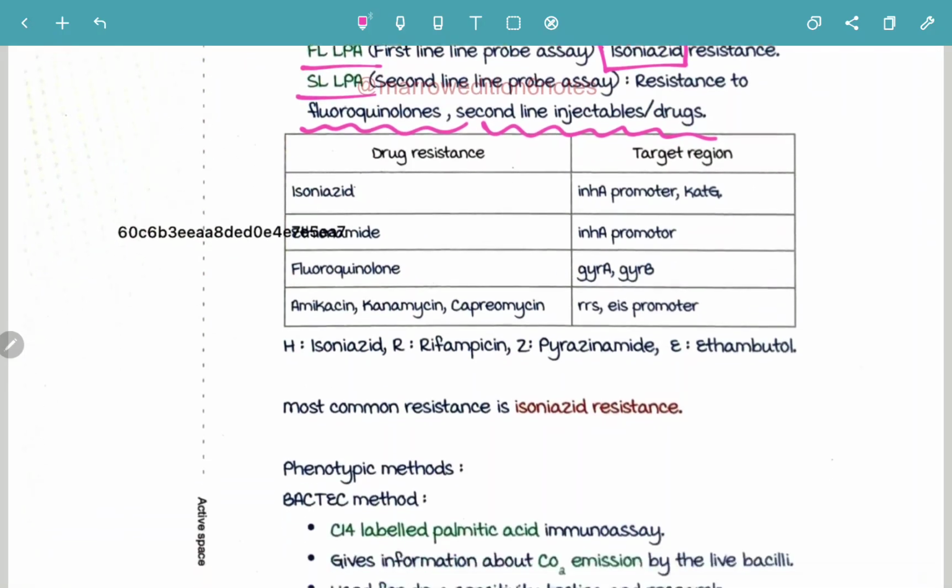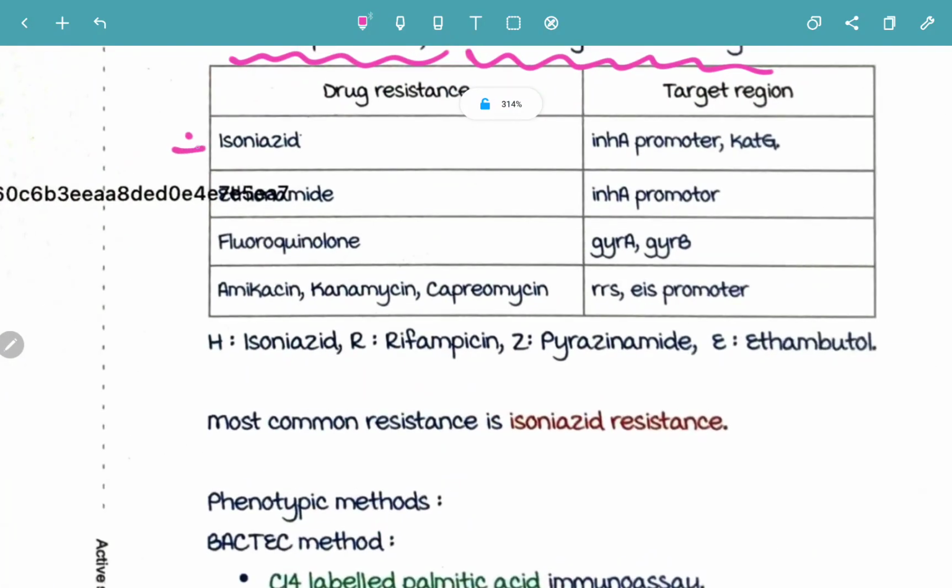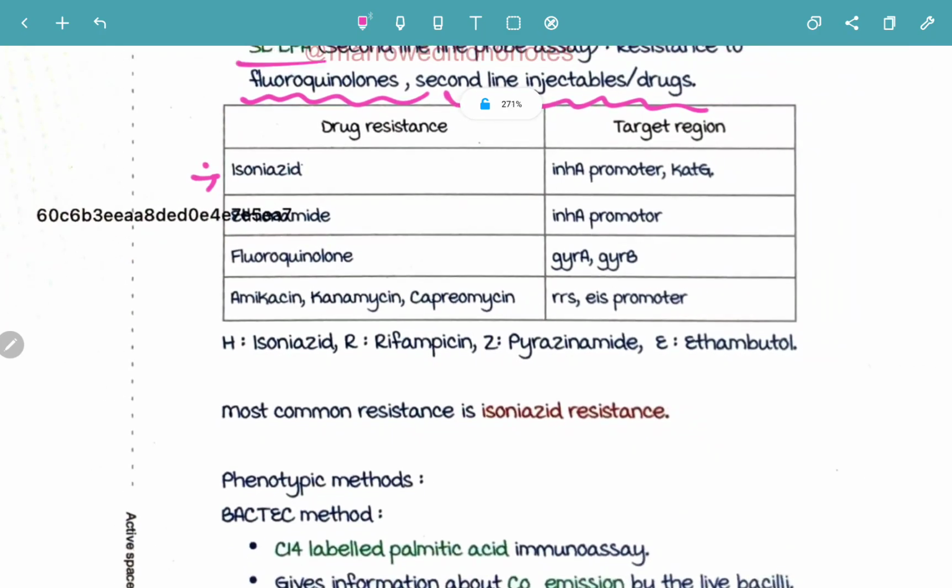So if you look at the drug resistance in isoniazid, let's look at the target region, the genes. So there are certain genes which are responsible for the resistance. For isoniazid resistance, what is the gene? For pyrazinamide, what is the gene? For fluoroquinolone, what is the gene? This is for isoniazid, this is for pyrazinamide, this is for fluoroquinolone, and then you're going to look for amikacin, kanamycin and capreomycin.